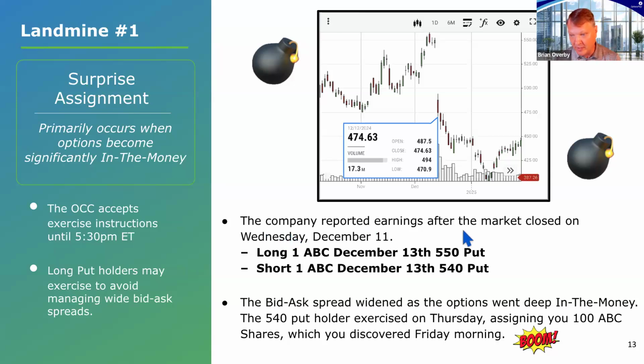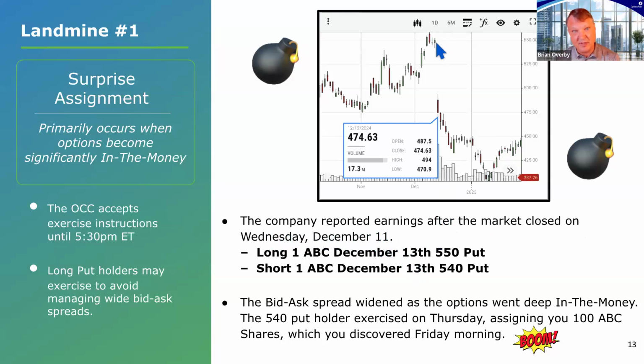A company reported earnings after the close on Wednesday, December 11th. Now, it's very important that it is a Wednesday. And we're looking at the 13th, which is the Friday expiration date. So you've got a couple of days remaining, right? So the market is all the way up here at 550.